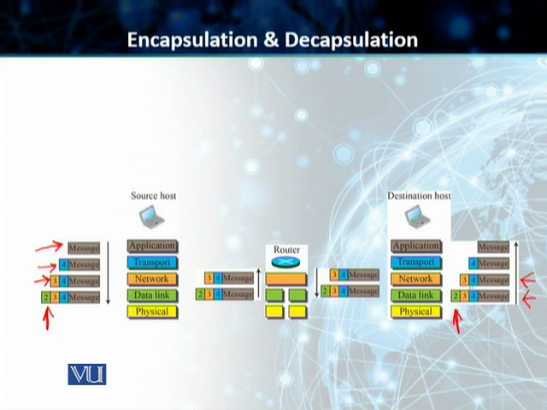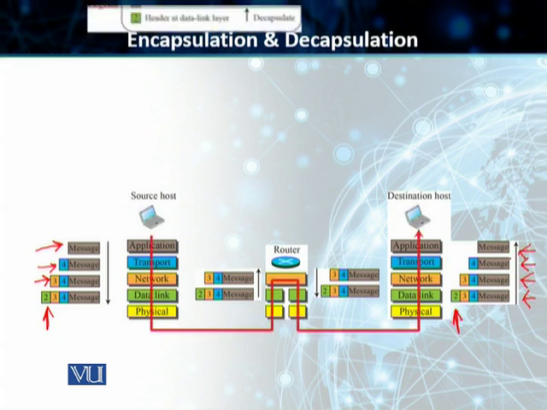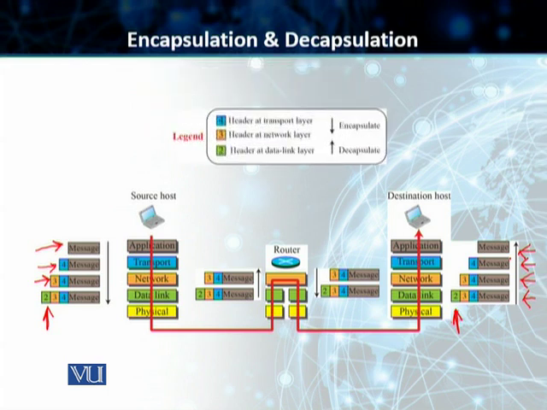Now, students, the network layer takes off the network layer header from the source host, and you end up with a segment or a user datagram. And ultimately, the transport layer strips off the last header, which is the transport layer header put on by the source host, and the message is delivered to the application. Students, this is the process of encapsulation and decapsulation.